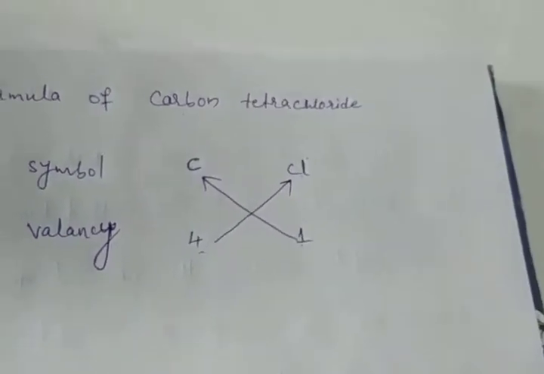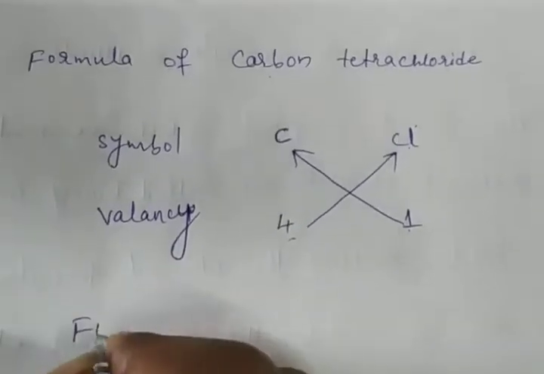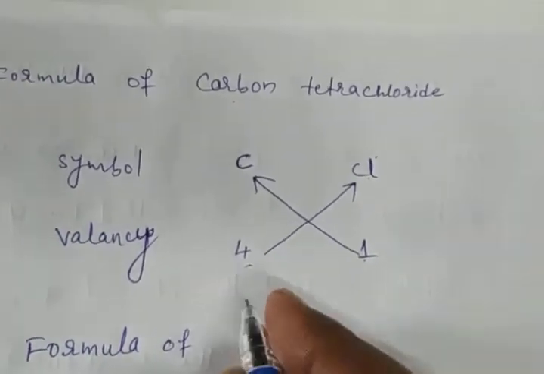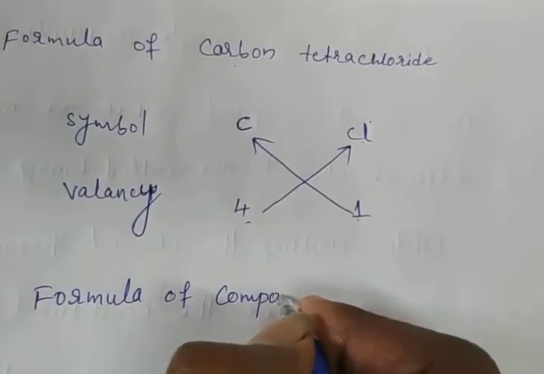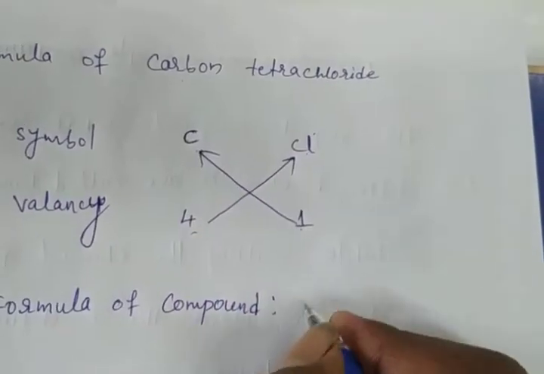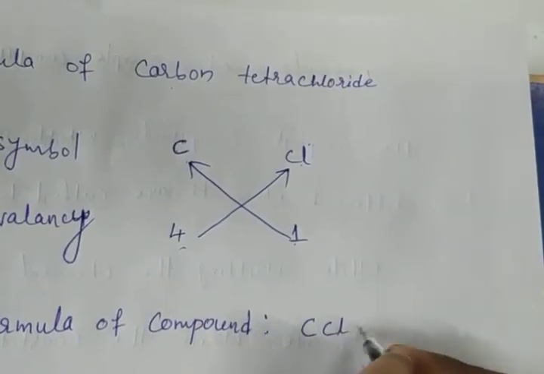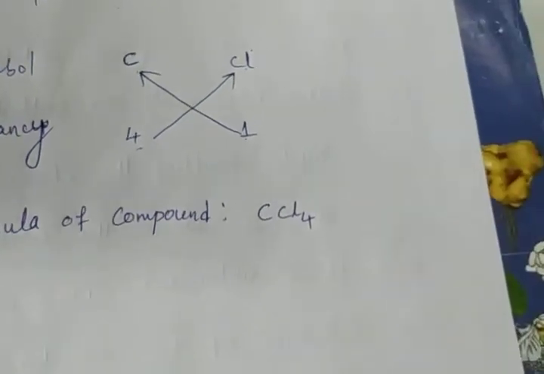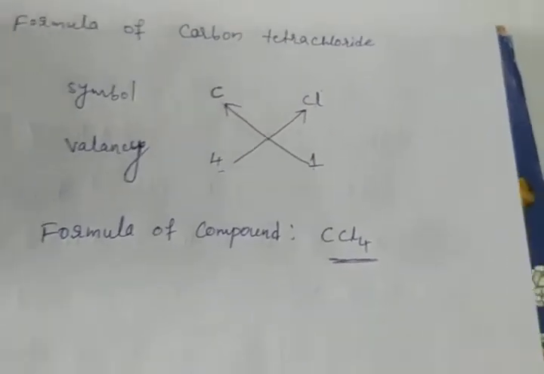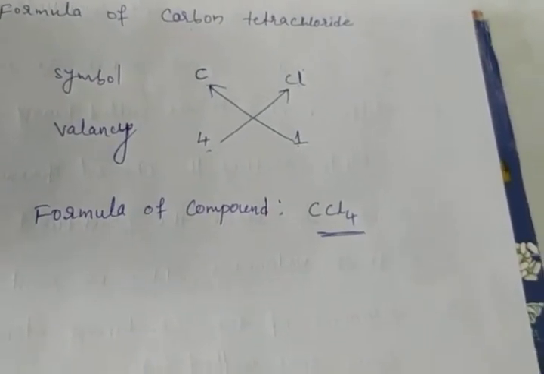Then we have to write the formula of the compound, carbon tetrachloride. What is the formula? Carbon 1, C 1. Then chlorine 4. CCl4. This is the formula of carbon tetrachloride.